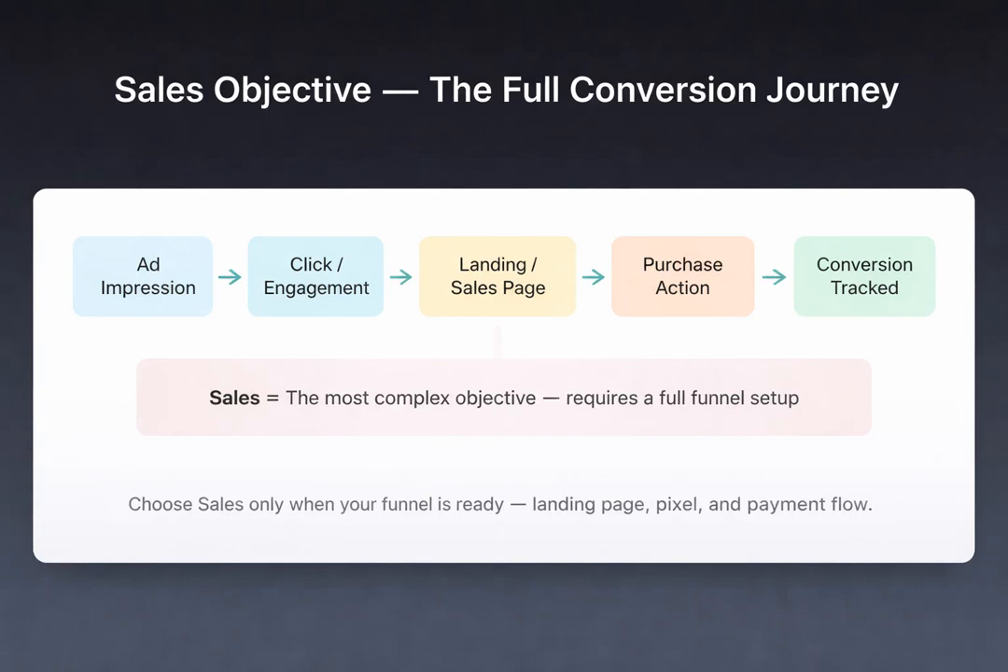The sales objective is the most advanced of the six. It's designed for when you want Facebook to directly drive purchases or conversions. But here's the important caveat. The instructor emphasizes that sales requires a complete journey to be set up first. You need a functioning sales page or landing page, your Facebook pixel installed to track conversions, and a payment or checkout flow ready to go. If any piece of that funnel is missing, the sales objective won't perform well. It's not a beginner starting point, it's the destination you work toward.